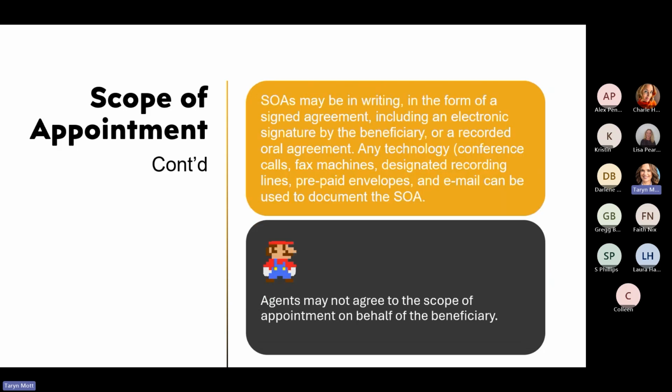Scope of appointments may be in writing in the form of a signed agreement, including an electronic signature by the beneficiary, or a recorded oral agreement. Any technology, conference calls, fax machines, designated recording lines, prepaid envelopes, and email can be used to document a scope of appointment. Agents may not agree to the scope of appointment on behalf of the beneficiary. So the beneficiary is going to have to sign it. If they have the inability to complete the signature, you will have to do a verbal scope of appointment.